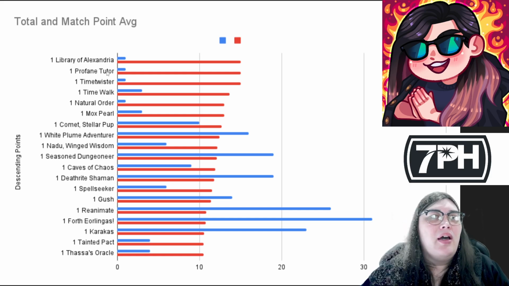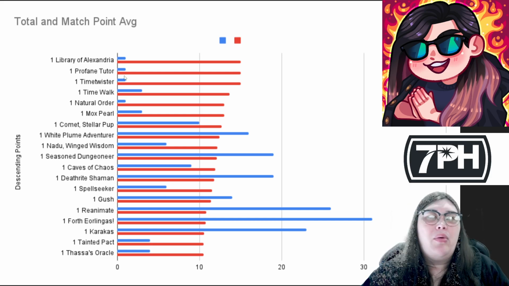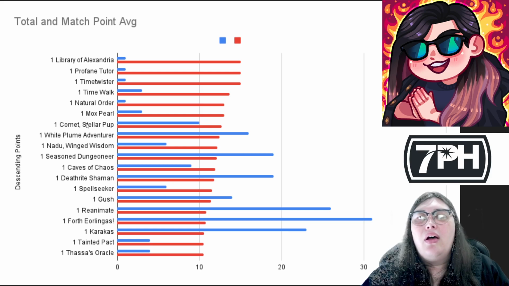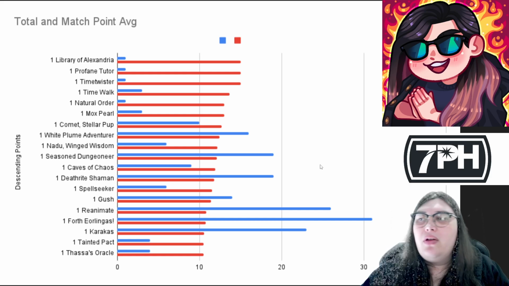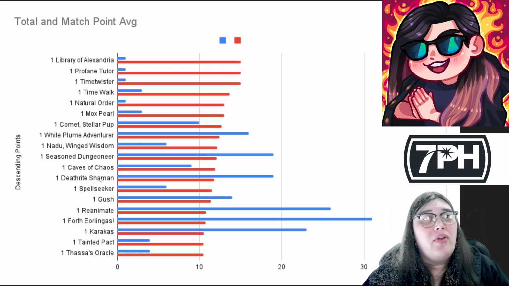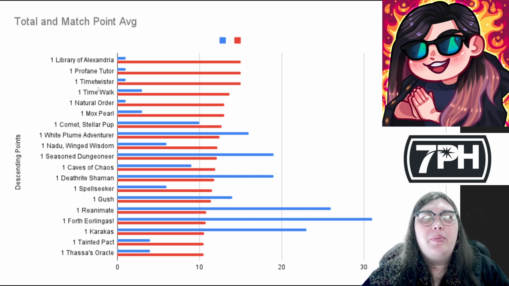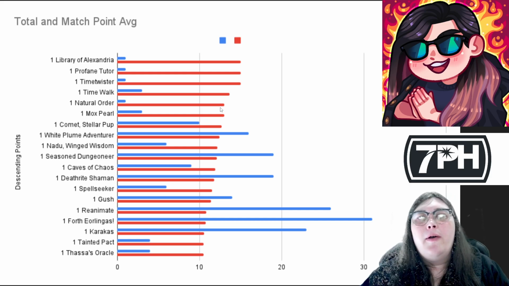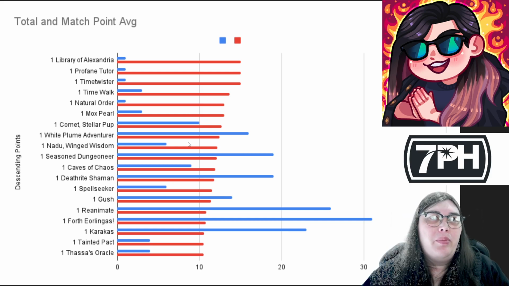As you can see, Library, Profane Tutor, Time Twister, they were very high averages, however they did have low appearance rates. So the cards I want to discuss on this are Comet Stellar Pup, White Plume Adventurer, and Nadu and Caves of Chaos. Mox Pearl as well. There were quite a lot of copies, as well as Time Walk.